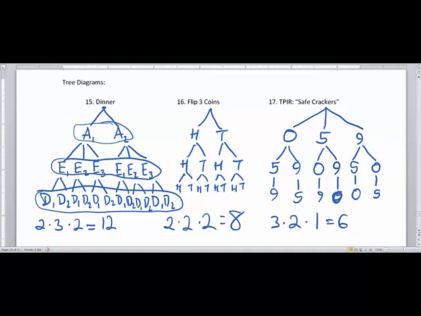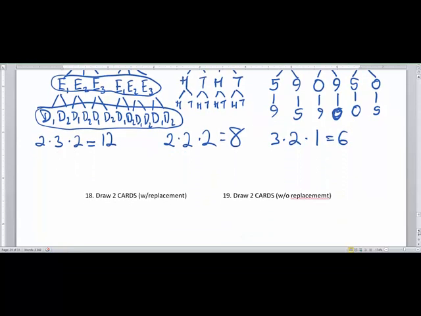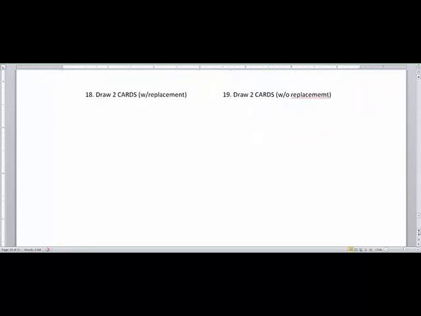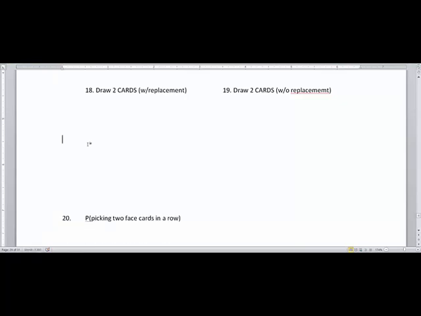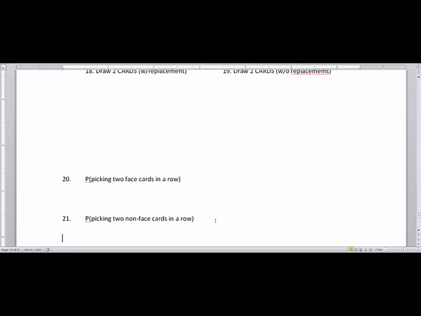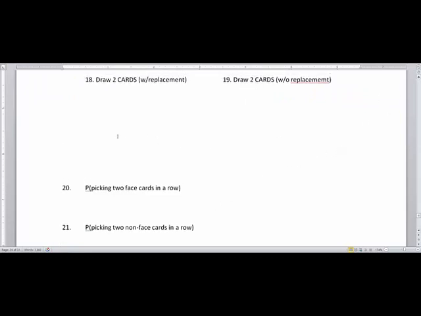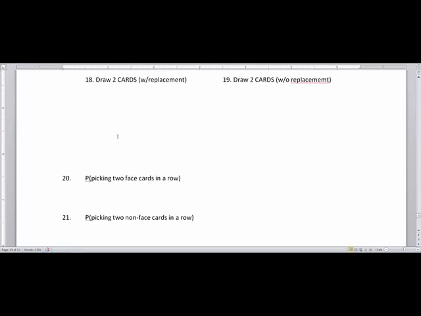So let's go to the next part, where we're going to deal with drawing cards. Now, there are 52 cards in a deck, but what we're going to do is we're going to make this a little easier on us. We're going to break the cards into 2 different categories. We're going to talk about face cards and non-face cards. And by breaking these into 2 categories, face cards and non-face cards, then we can make very simple tree diagrams that will also have very computable probabilities.